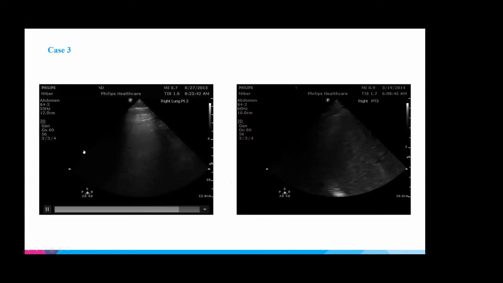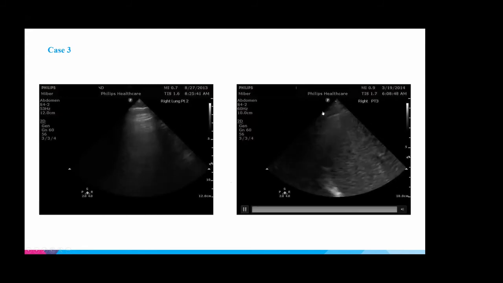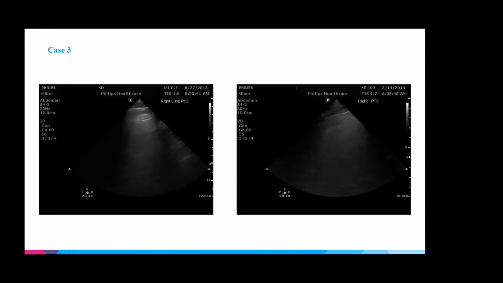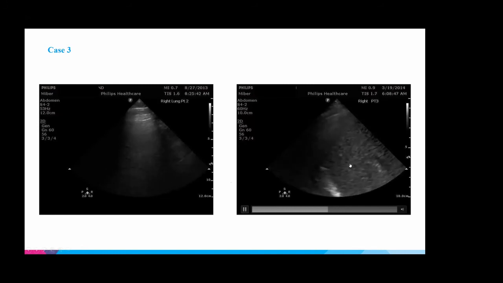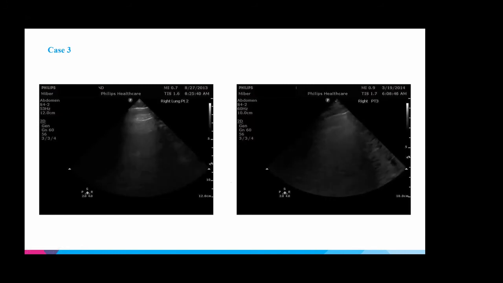So this is what we found on the right. So what do you guys think? What are we seeing here? On the left is the right anterior space, and on the right is the right mid-axillary space. The first image looks normal with A lines. Yep, I agree. A-line pattern. And then on the mid-axillary view, what do we think? There's only one A line I can appreciate.